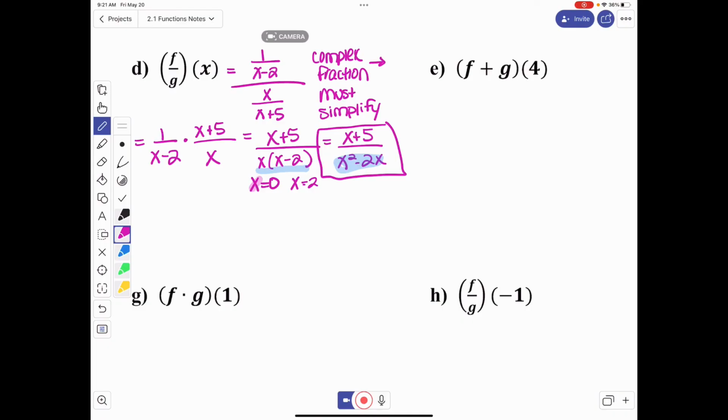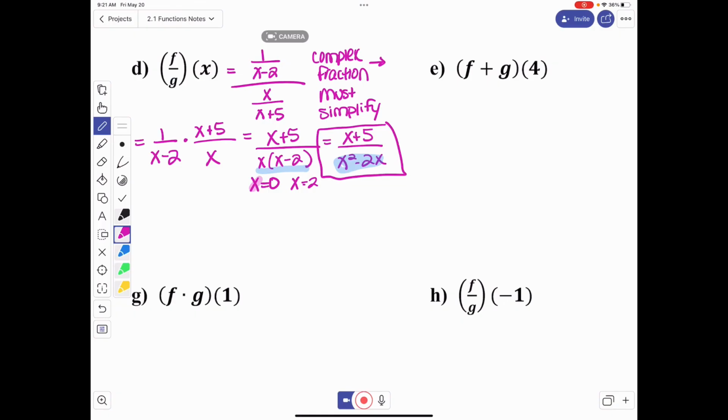All right, on H, I'm plugging in a negative 1 to where I divided them. So I just refer back to D, where I have x plus 5 over x squared minus 2x. So I have negative 1 plus 5 over negative 1 squared minus 2 times negative 1. So this will give me 4, and then 1 squared is 1, and that's going to be plus 2, so 4 over 3 to give me 4/3. And that concludes this section of notes.